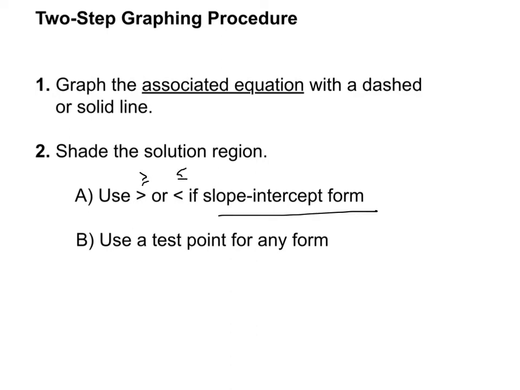If it's in slope-intercept form and you have one of those symbols that you can recognize, you can know where to shade right away. So that's actually the easiest. You can shade right away if you know that form.